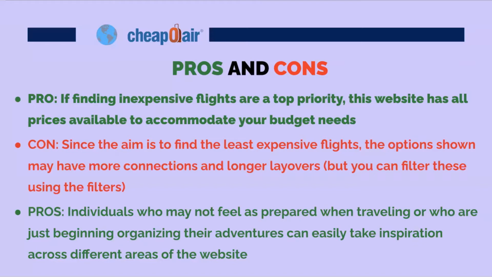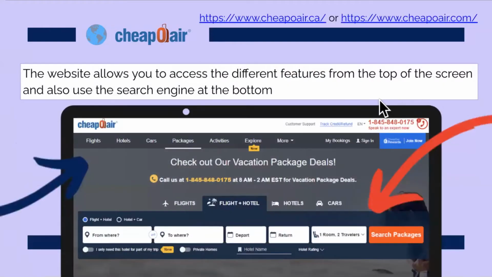Another pro is that individuals who may not feel as prepared when traveling, or who are just beginning organizing their adventures, can easily take inspiration across different areas of the website. And this website allows you to access different features from the top of the screen, and also use the search engine at the bottom. So you would just click on whichever one is here, and then you would have a similar search engine for each of them.